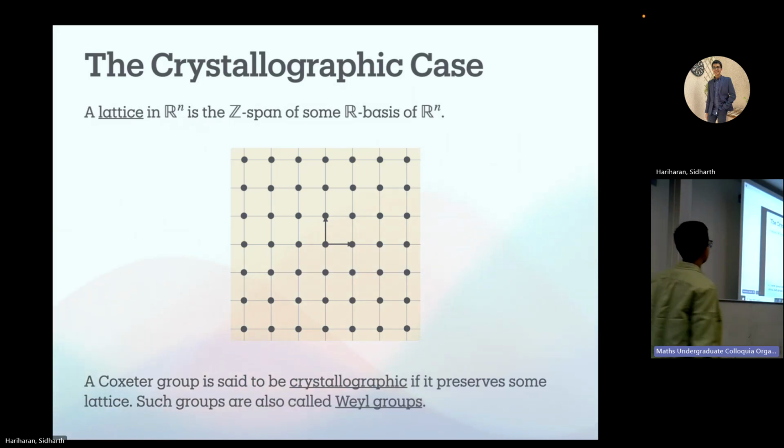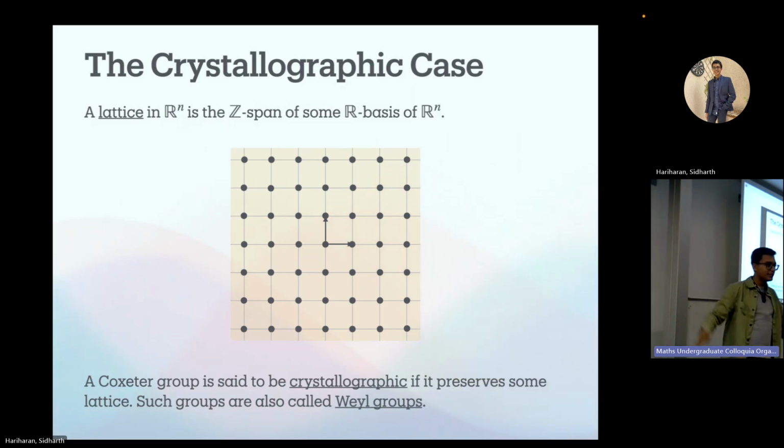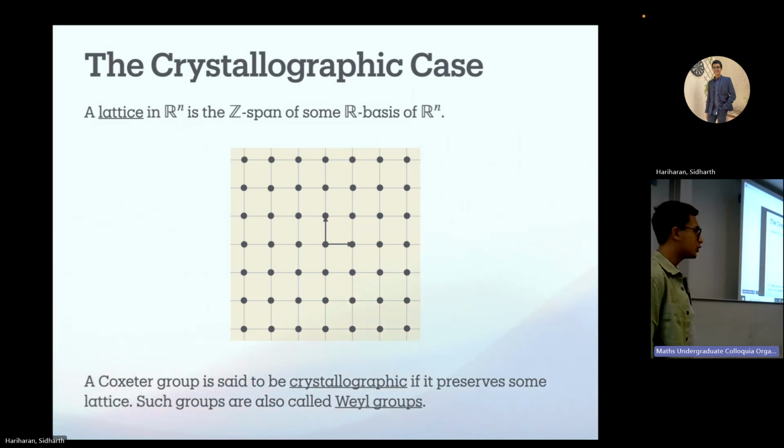And you say that a Coxeter group is crystallographic if it preserves some lattice in R^n. So it acts on some space, and there's a lattice in that space that is preserved by the Coxeter group, i.e. it maps points on the lattice to other points that are also on the same lattice. Then you call that Coxeter group crystallographic. Sometimes you would refer to such groups as Weyl groups. Sometimes you would actually include the data of the lattice as well in the definition of a Weyl group, which is why you care about root lengths all of a sudden.